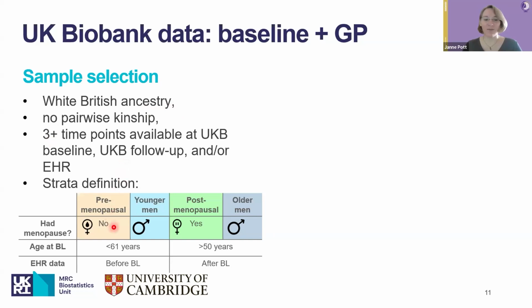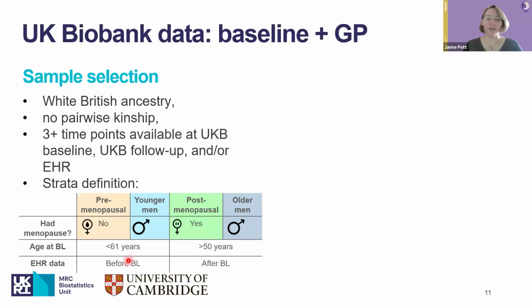And then I defined strata for the young people, so that's premenopausal women or just young men, and postmenopausal women and older men. And I decided to use for the older people everything that was observed in the GP dataset after the UK baseline.